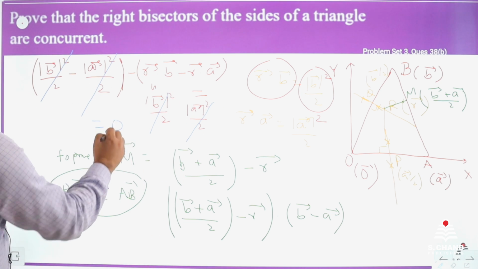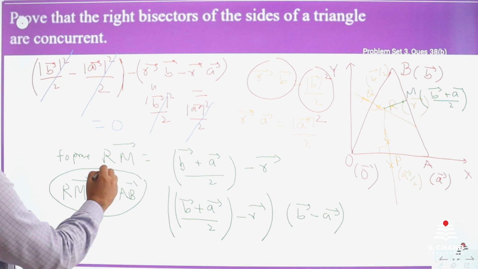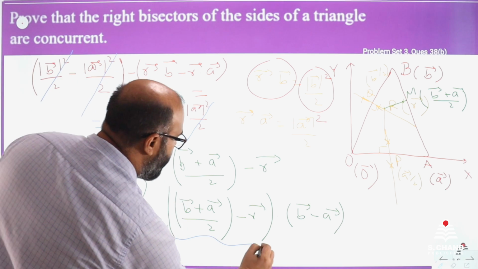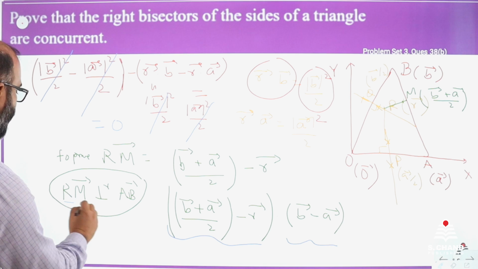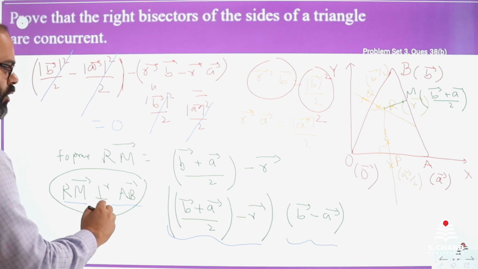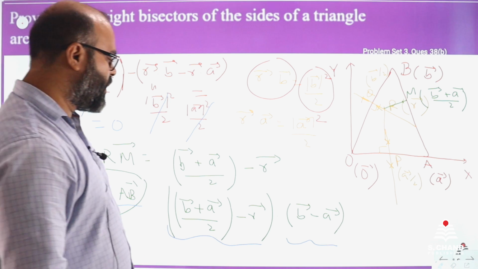So what you get? You get 0, which means that this vector is perpendicular to this vector. That is, the RM vector is perpendicular to AB because their dot product is coming out to be 0. The angle between them is 90 degrees.